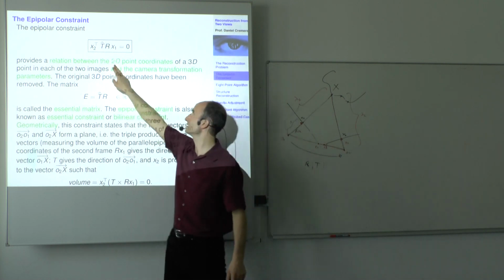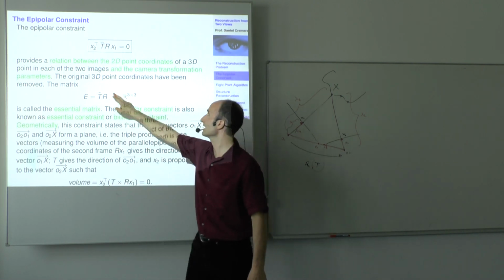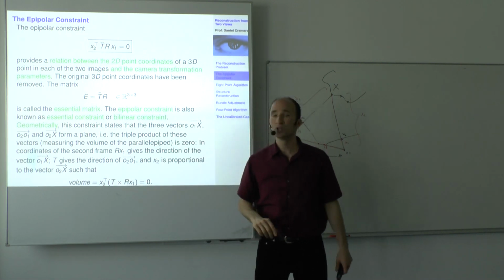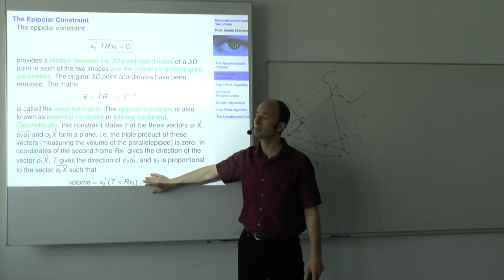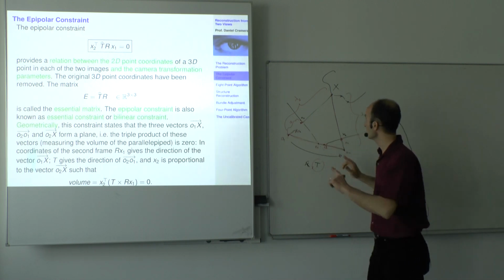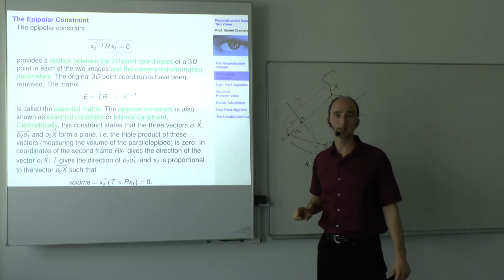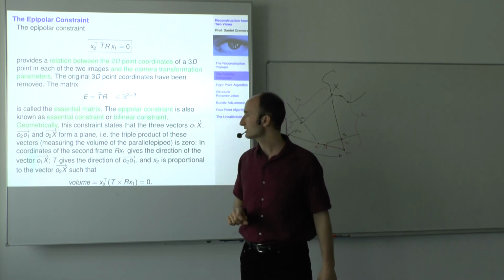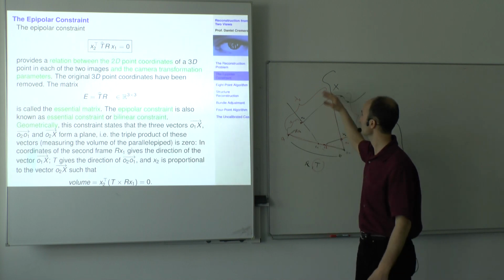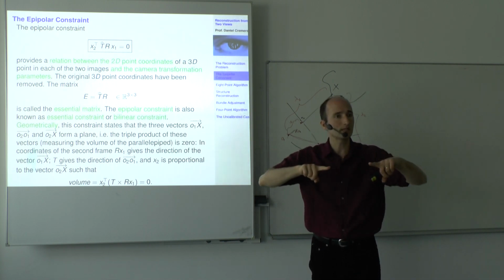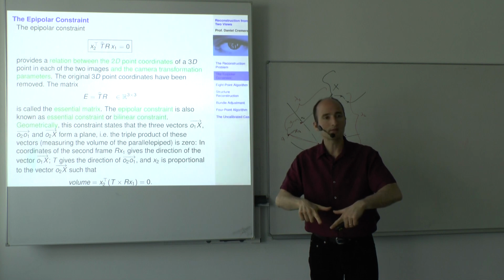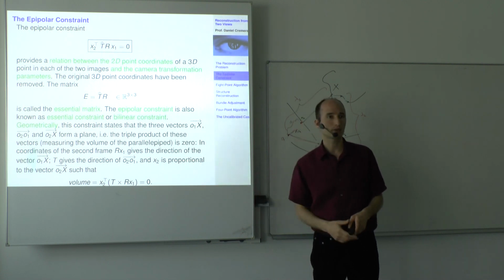See, Rx1 is this here. T cross Rx1 is the same as T hat times Rx1. And x2 transpose multiplied from the left is that. So the epipolar constraint says nothing but the fact that the volume spanned by these three vectors is 0. Meaning that these rays actually do intersect in some 3D location. So this is why the 3D location is not actually there anymore, because the constraint says I don't care what the 3D location is, all I care about is that these rays intersect somewhere. And as soon as they intersect somewhere, it means this forms a plane. And that's what the constraint says.